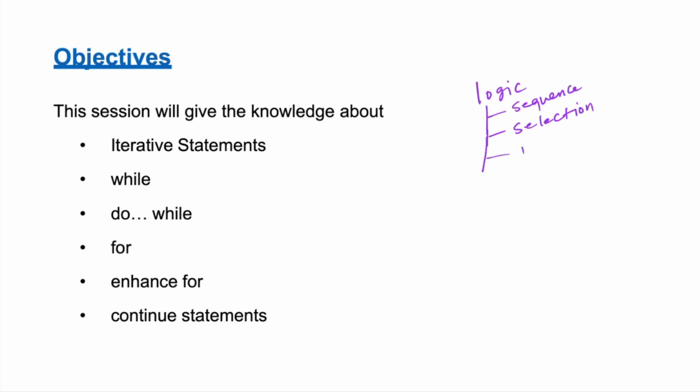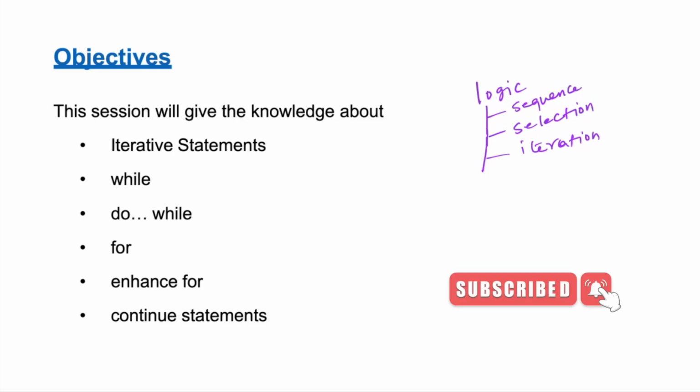Now the next one is iteration. Let us see what iteration is and how to achieve iteration in the Java programming language. Iteration is nothing but doing the same task multiple times. Instead of doing it again and again, you create it as a loop. That is what is known as a loop.